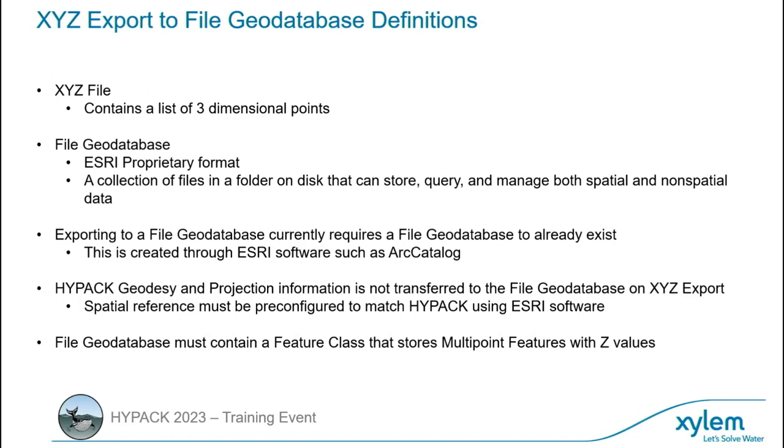Also, another thing that you have to do, or else you won't be able to actually take in the data, is you have to make a feature class that stores multi-point features with Z values, which is basically just saying it can store XYZ data in it.